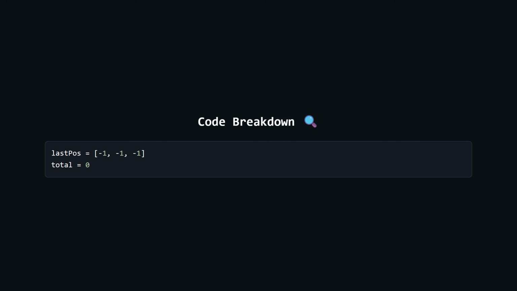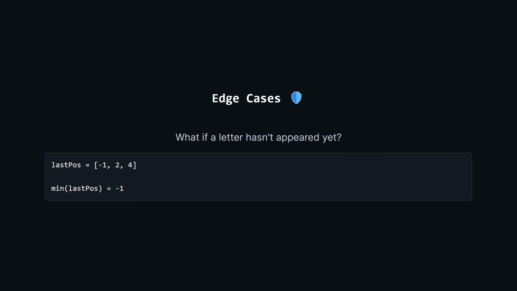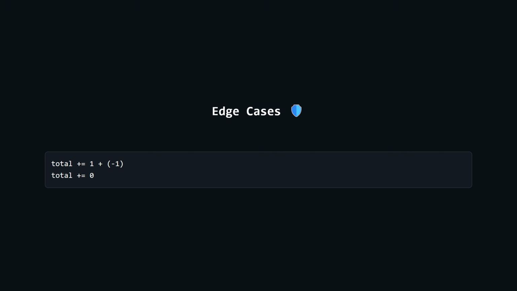We initialize an array to hold our last seen positions, setting them all to -1 so they don't count until we actually see the letters. For every letter we encounter, we calculate its index in our array and update its last seen spot to our current position. Then we immediately find the minimum position among all 3 letters and add 1 plus that minimum to our running total. This neatly handles edge cases too, because if a letter hasn't appeared yet, its position is still -1. 1 plus -1 equals 0, meaning we safely add nothing to our total, exactly as we should.